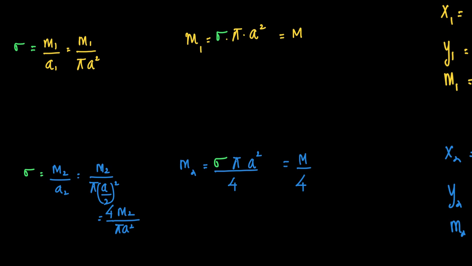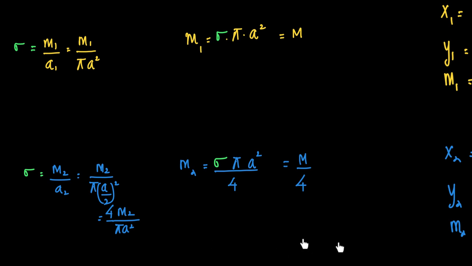What is, and how do you get a square by 4? Because a by 2, the whole square, is a square by 4. The 4 goes up to the numerator. What is sigma pi a square? Sigma pi a square is m1, which is equal to m. Therefore, m2 will be equal to sigma pi a square, replacing m here, m by 4. So we can take m1 is equal to m and m2 is equal to m by 4.